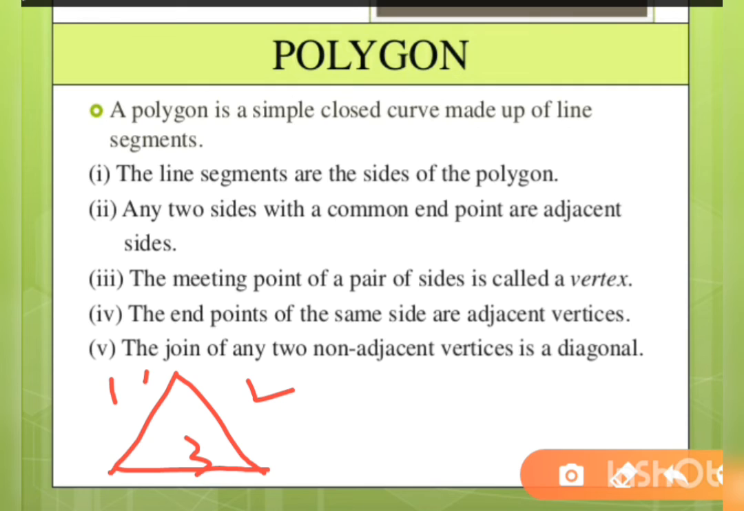Any two sides with a common end point are adjacent sides. This one and this one are adjacent sides, and the end points of the same side are adjacent vertices. The meeting point of a pair of sides is called a vertex.